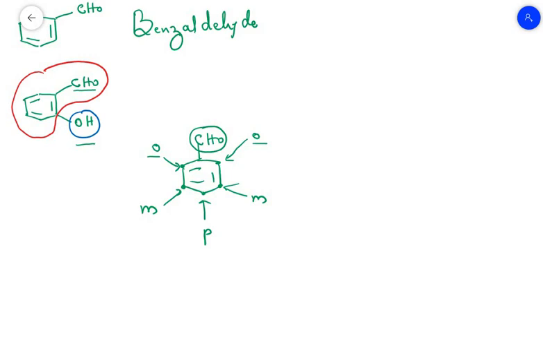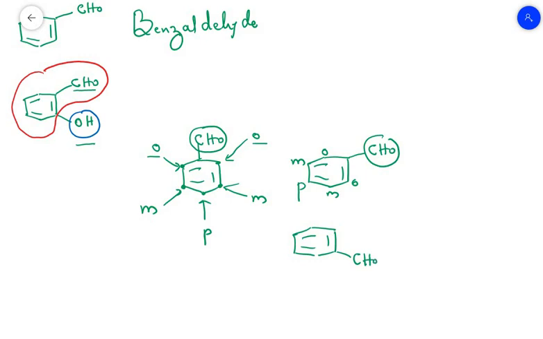Now we should keep in mind that the CHO group must not always be present only at this carbon atom, it can be present anywhere. All you have to remember is that the positions next to the functional group are called ortho, the next two are called meta, and the last one is called para. The same functional group might also be present at other positions on the benzene. If it is present here, then these two positions are called ortho, the next two are meta, and the last one is para, right?